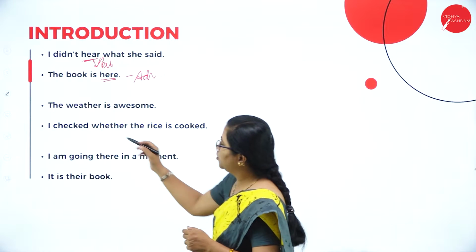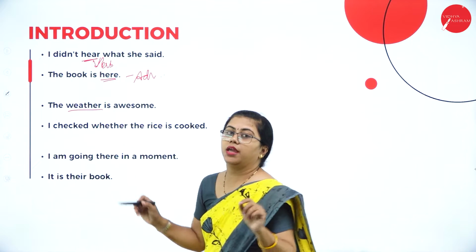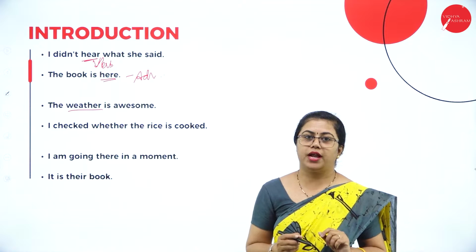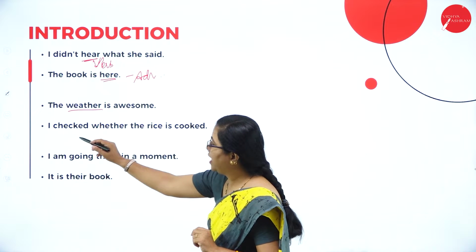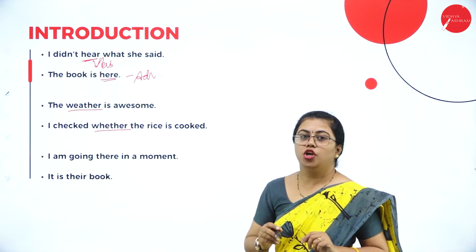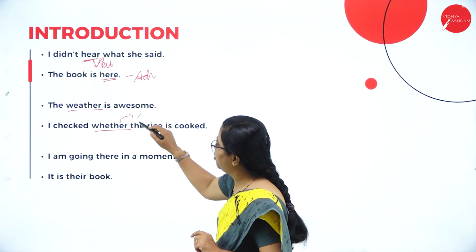So here also you can see the weather is awesome. You're talking about the climatic condition of that place. Whereas here I checked whether the rice is cooked. So here you are checking some possibility.